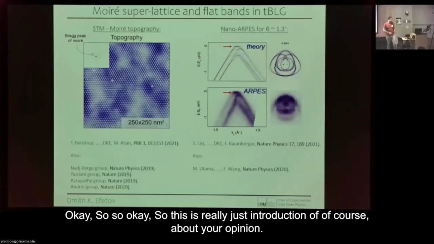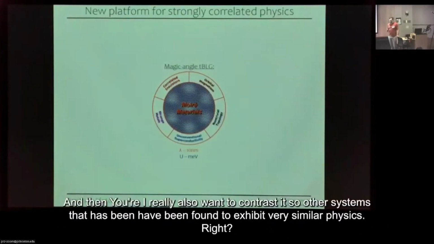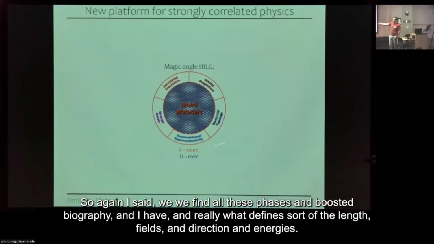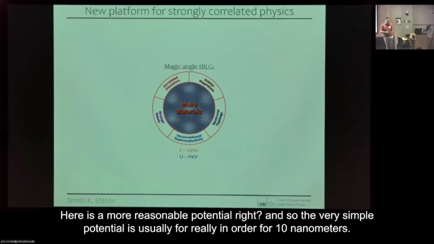Okay, so this is really just the introduction of twisted bilayer graphene, and here I really also want to contrast it to other systems that have been found to exhibit very similar physics, right? So again, as said, we find all these phases in twisted bilayer graphene, and really what defines the length scales and the energies here is the moiré superpotential, right?